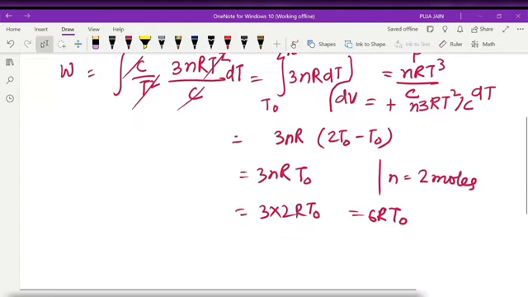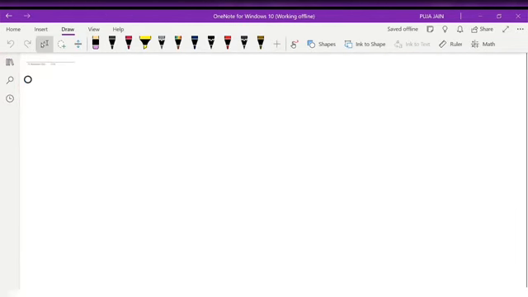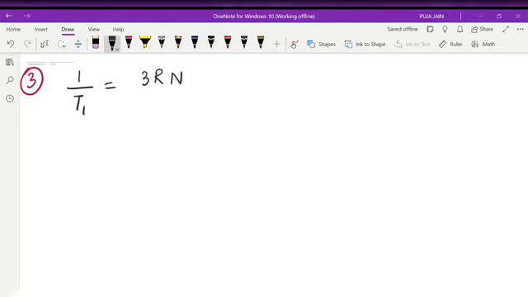This is different. This is not related to work done. So our next question is question number 3. Again I am framing the question. There are two different systems. In one system, temperature is written as 1 by T1 equals 3R and N by 2U1, where U is the internal energy. And another, 1 by T2 equals 3R and N by 2U2.